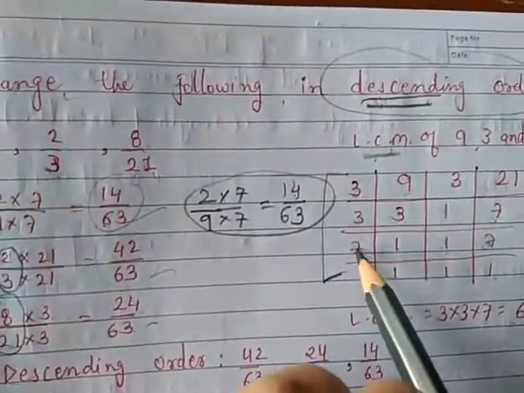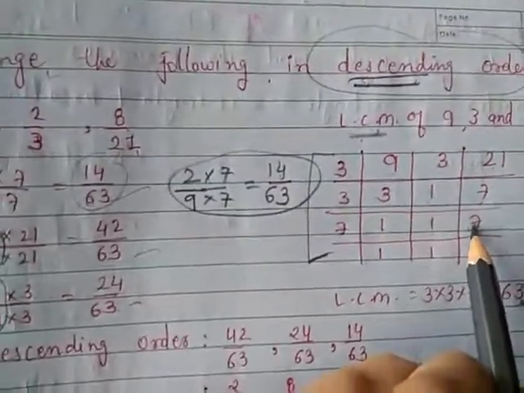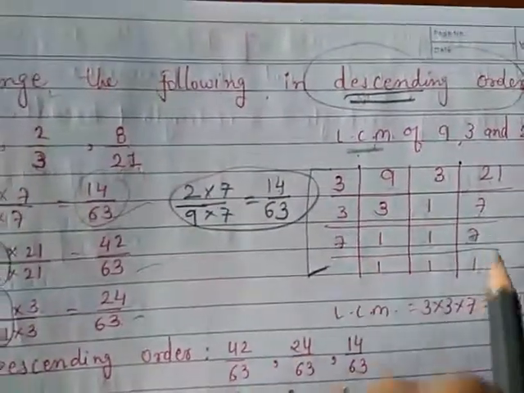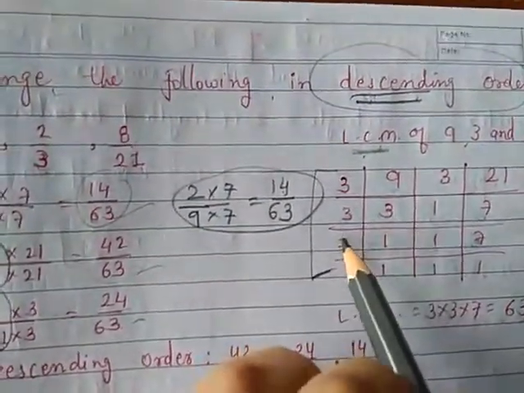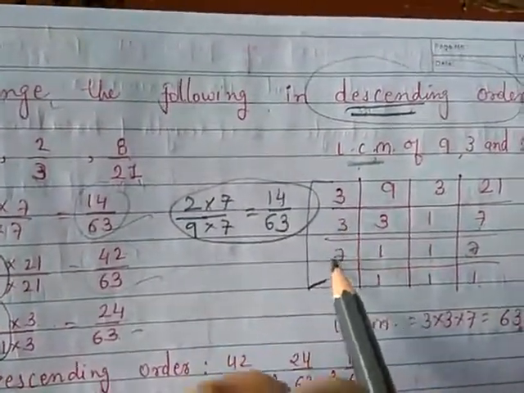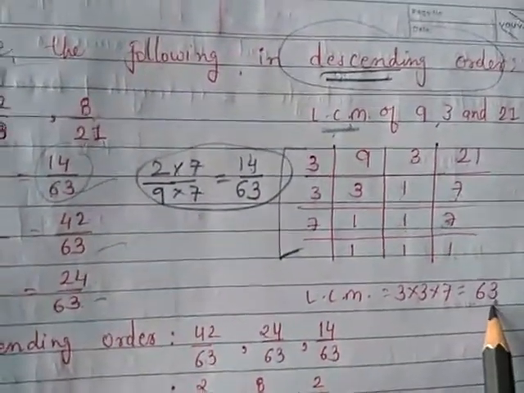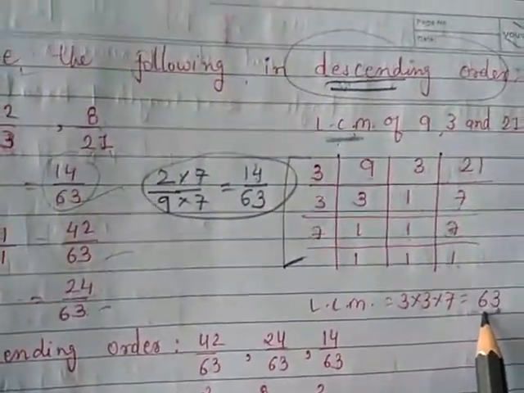Now see, take a 7. Why? Because only this number is remaining and 7 is a prime number, right? So 7 1s are 7. Now how to find the LCM? You just multiply all these numbers. So 3 into 3 into 7. 3 3s are 9 and 9 7s are 63. So our LCM is what? 63. Okay students, now see, come to our question.